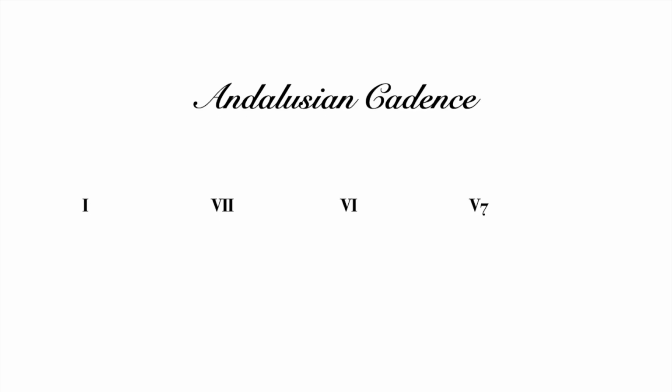Next is the Andalusian cadence, which describes a class of different cadences that give that Andalusian Spanish sound. It frequently arises in flamenco music, but has appeared in places like the Beach Boys' Good Vibrations, the Turtles' Happy Together, and Del Shannon's Runaway.